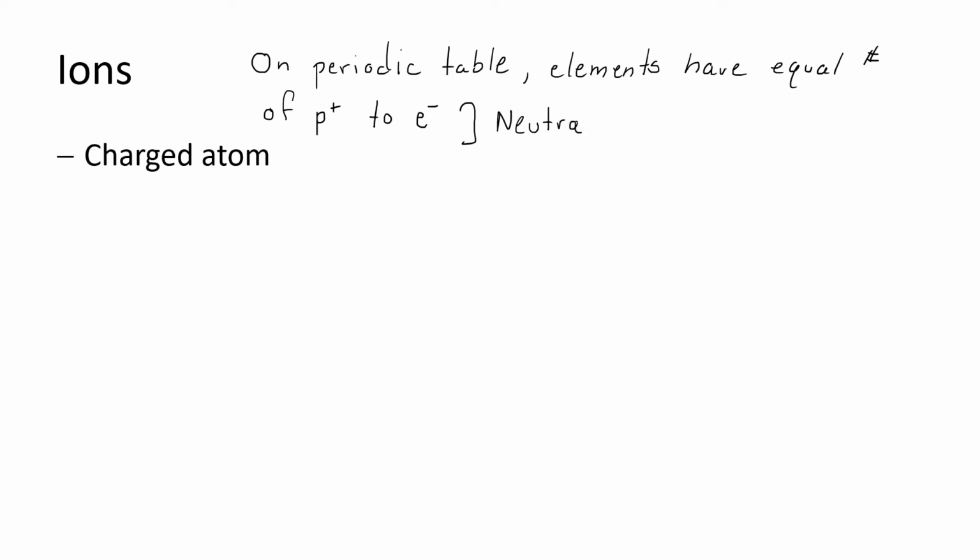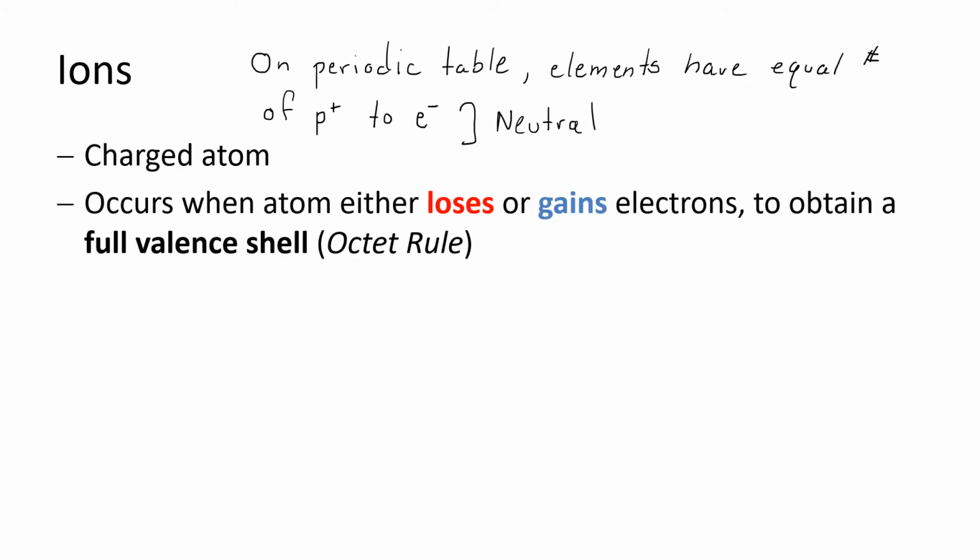Now, when I have an ion, my atom is charged. So meaning that it will have an overall charge of either being positive or negative. And this is due to the fact when atoms either lose or gain electrons.